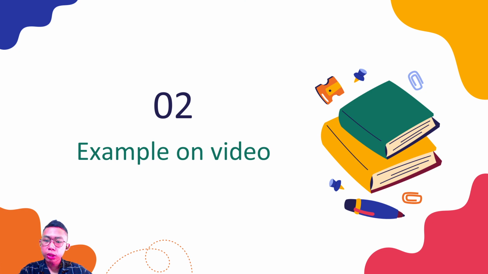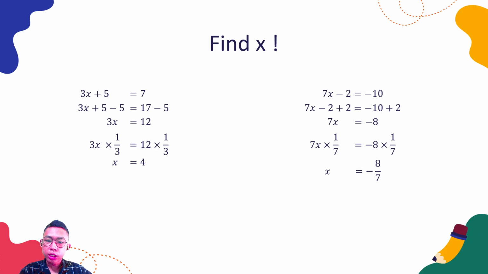Next, I will explain the question from the video. The problem is to find the value of x from the following equations. We have the equations 3x + 5 = 7 and 7x - 2 = -10.